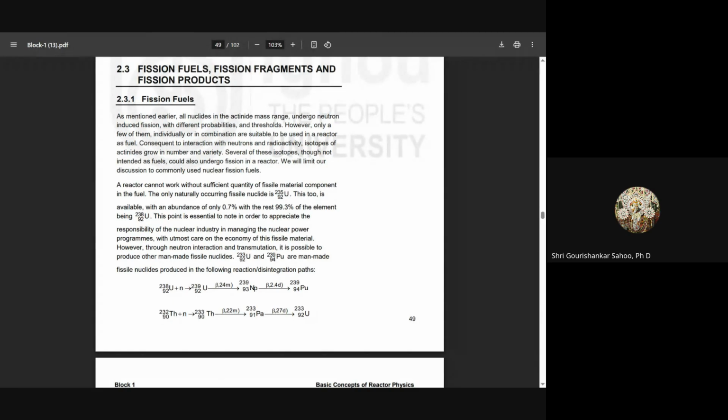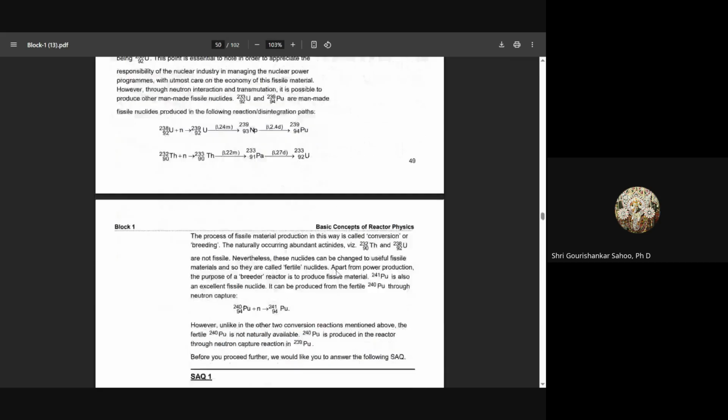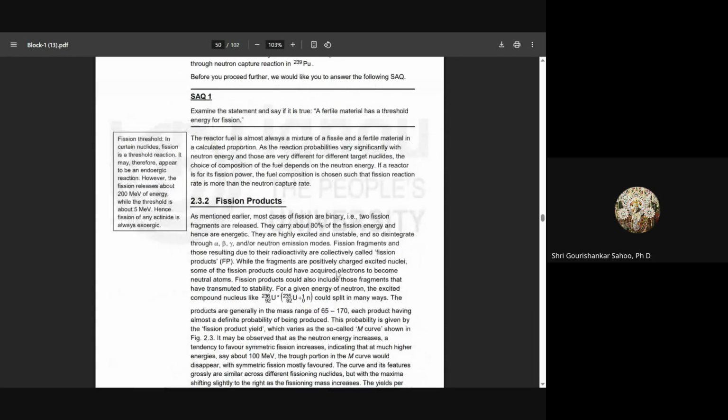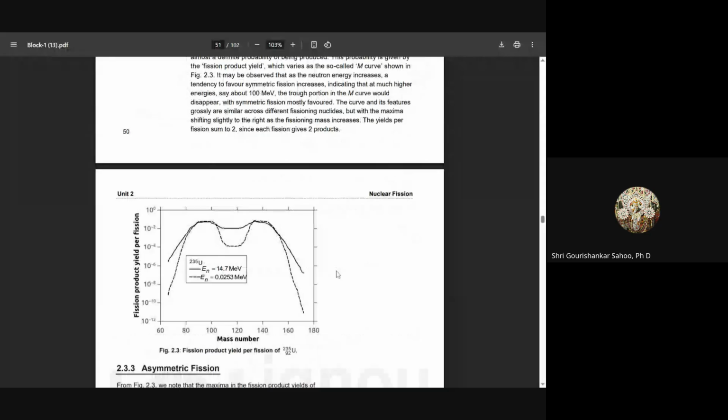And what are the nuclear fission fuels? Uranium, thorium, these are nuclear fuels. Plutonium, okay, they readily disintegrate. Then fission products. Fission products for fission in uranium-235 are shown in the figure.